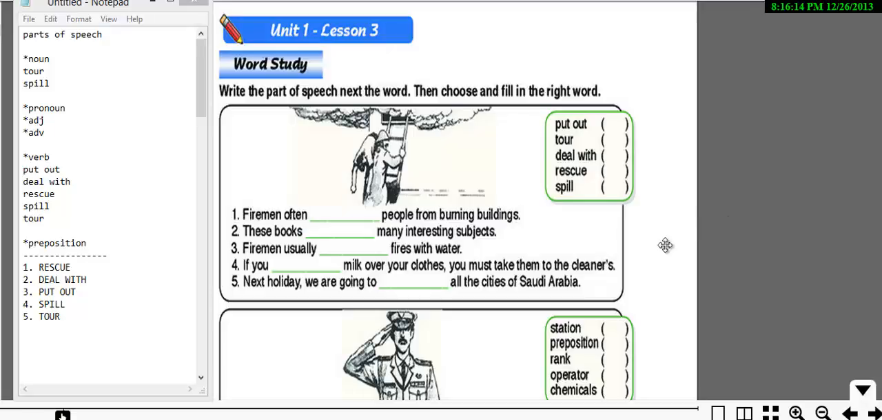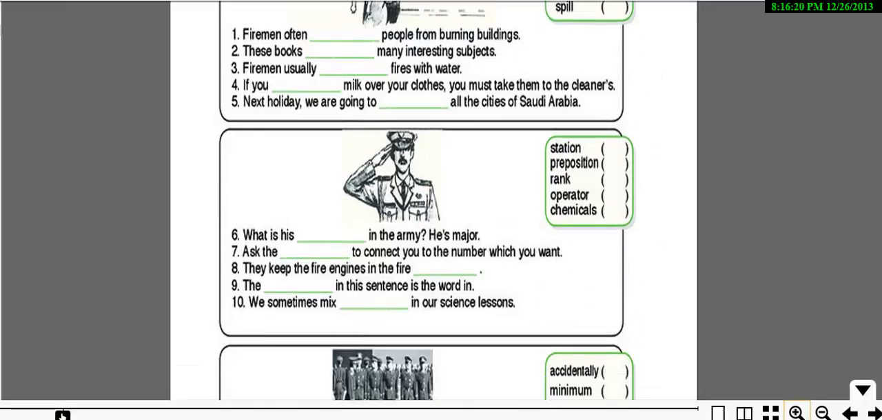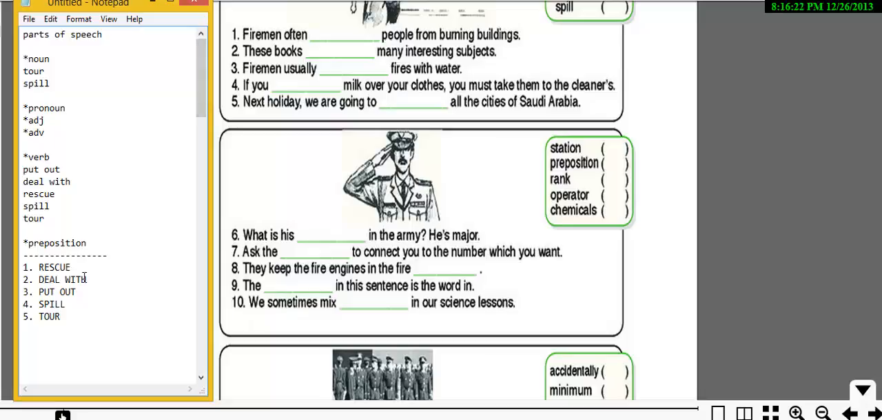Hi again, we've got a new part of Unit 1, Lesson 3, and a word study. Let's go. Now, we're going to use the same methodology as last time. We're going to first start by filling out what kind of speech, the part of speech. As you can see in here, is it a noun, a pronoun, a verb, or a preposition? And then we're going to work on what kind of word we need to use in each paragraph.